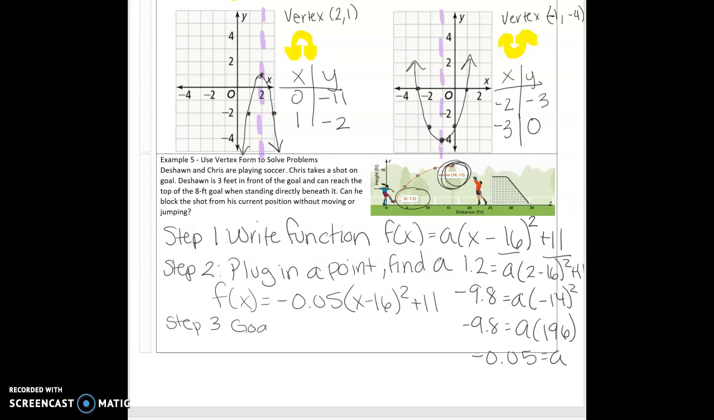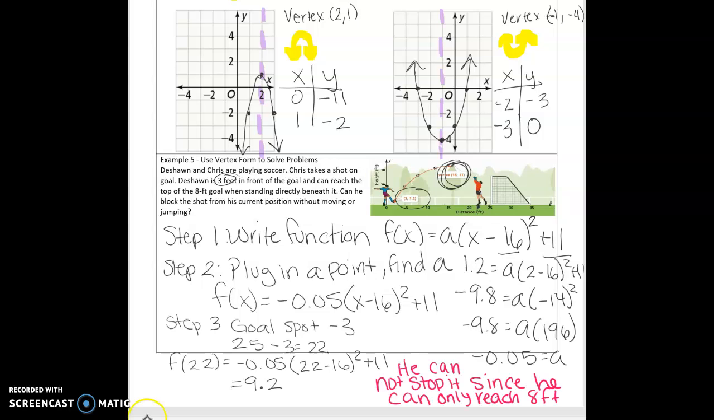So the goal spot is -3 because he is right here. Here's the 25 and he's about 22. So 25, because he said 3 feet away, minus 3, he's 22 feet away. So now plug 22 in for x and see if he'll be able to stop it. Okay, so plugging that in, you get 9.2. So again, we are plugging in 22 for our x. And we get 9.2. And since he can only reach 8 feet, he cannot stop it because that is above his reach.